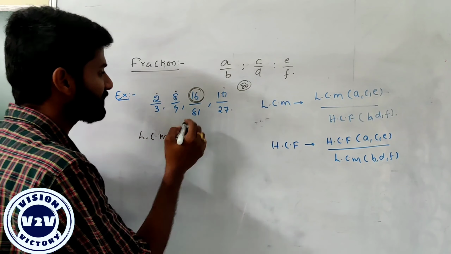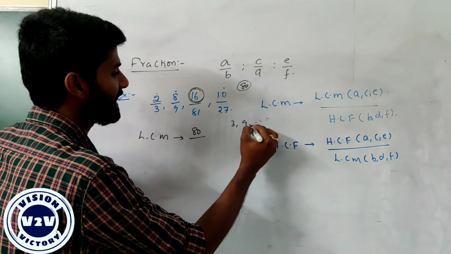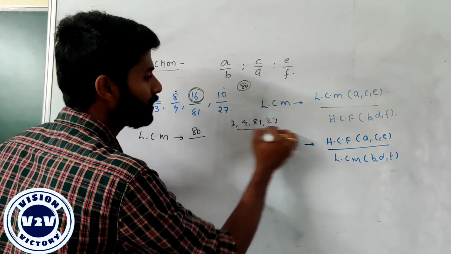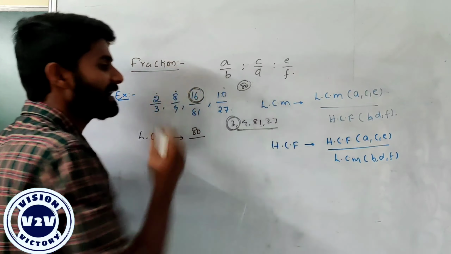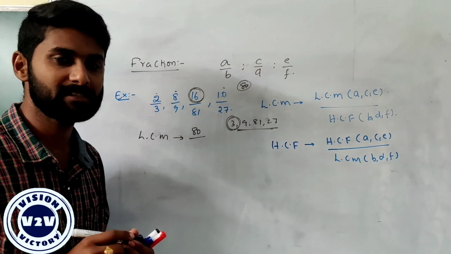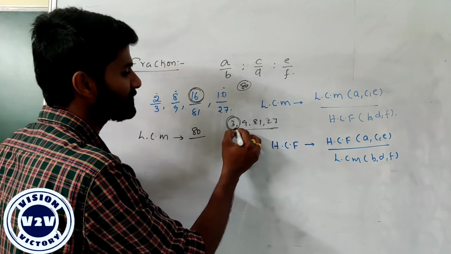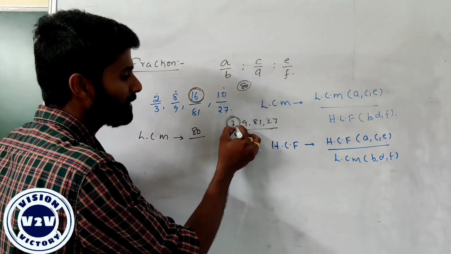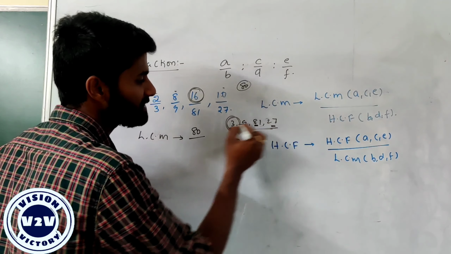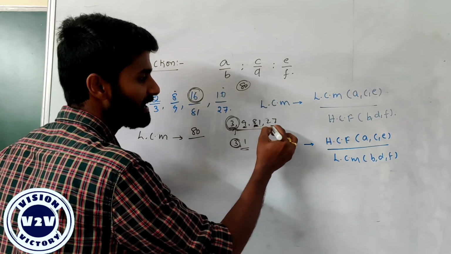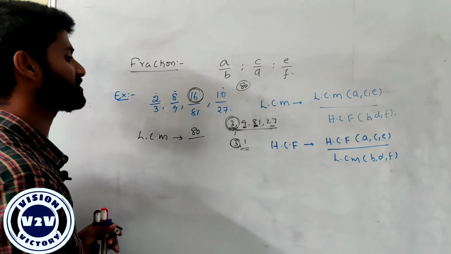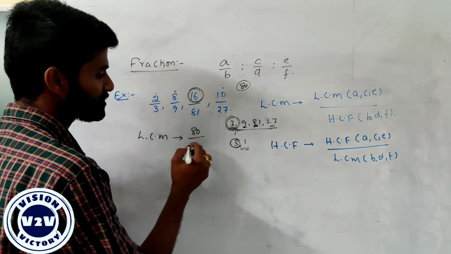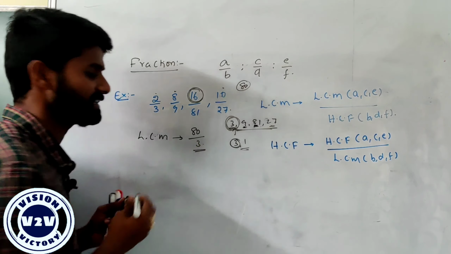For the HCF of the denominators 3, 9, 81, 27, the lowest number decides the HCF. The factors of 3 are 3 and 1 only, but 3 is the common factor, exactly dividing all these numbers. 3 divides 3, 9, 81 and 27. That's why the answer of this question is 80 divided by 3.